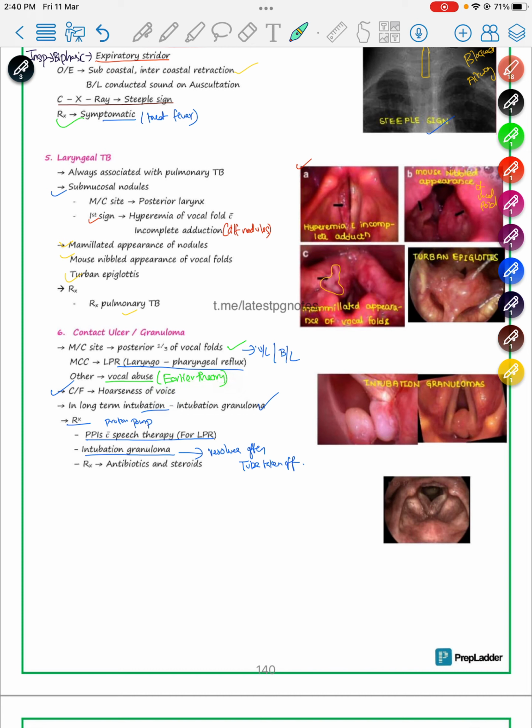Then long-term intubation granuloma. For the intubation granuloma, the tube should be removed, then antibiotics and steroids.